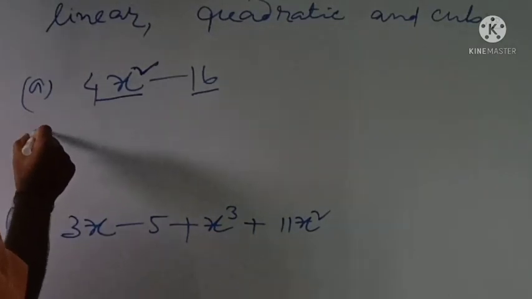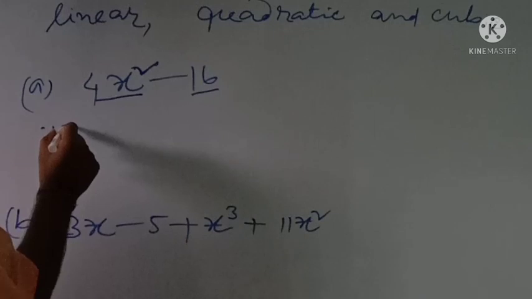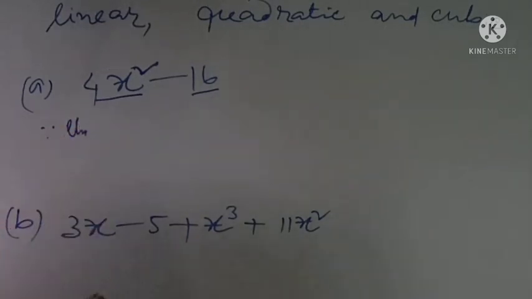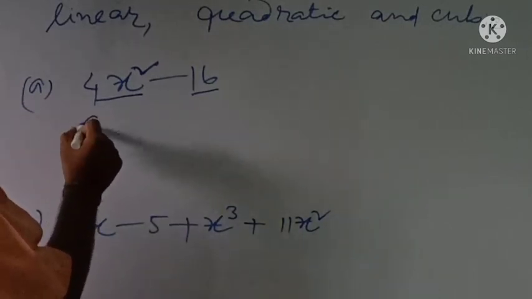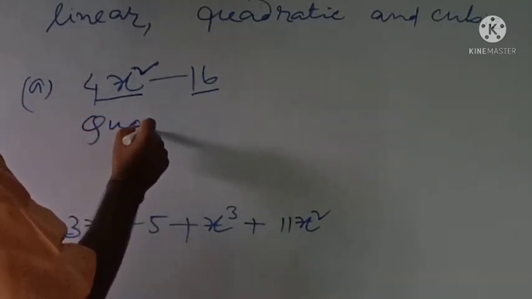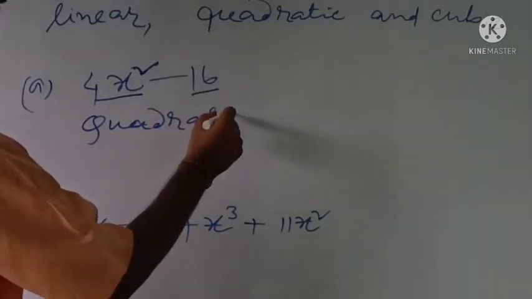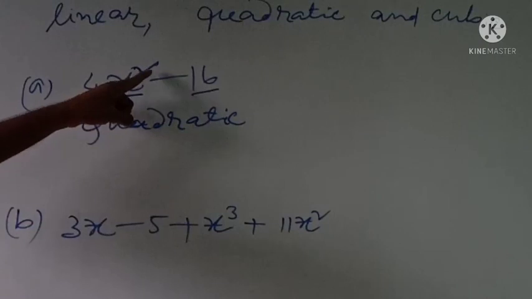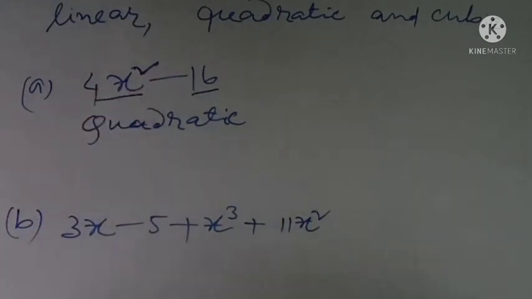So for this first question, you can say quadratic. Question number A is quadratic. Are you getting me? Why quadratic? Because your degree is 2. Now question number B.